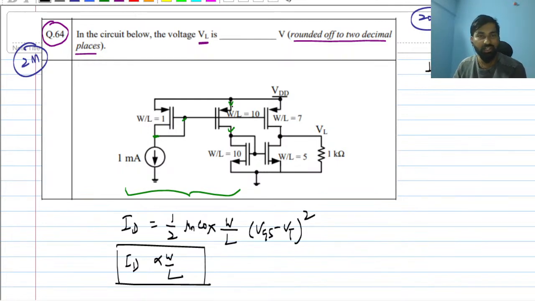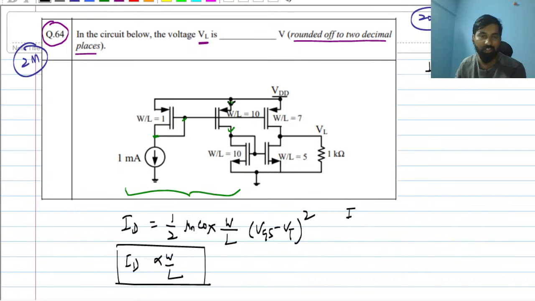So how much will this current be? If 1 milliampere is flowing through this, what will this current be? That you have to find out. So let us find out. Suppose this is ID1 and this is ID2, and the W by L ratio is 10 by 1. So ID2 upon ID1 equals W by L 2 upon W by L 1, and you can find it easily.